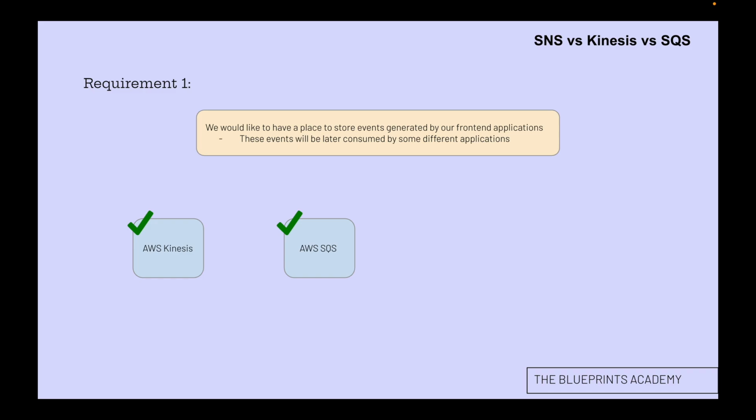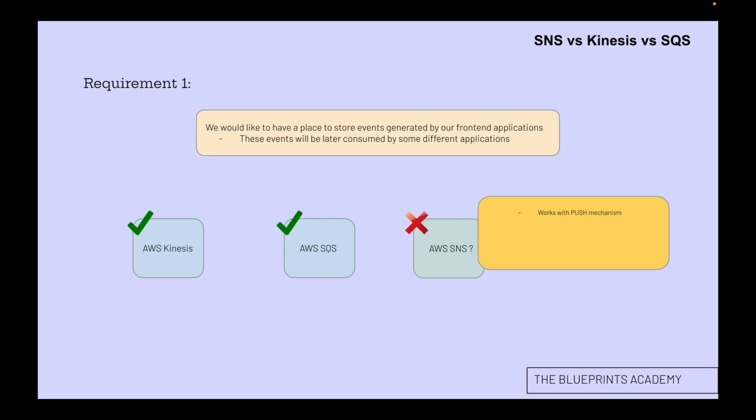Here we actually have just two options which are Kinesis and SQS. So of course both can store the events, right? But wait, why not SNS? So SNS cannot store events. Pay attention to this. SNS cannot store events. The events will be delivered to subscribers as soon as they arrive, which means SNS works in a push mechanism, as opposed to the other two services which work in a pull mechanism. So we cannot actually use SNS for this use case because we would like to store the event for certain time. And with SNS, you cannot store the event.